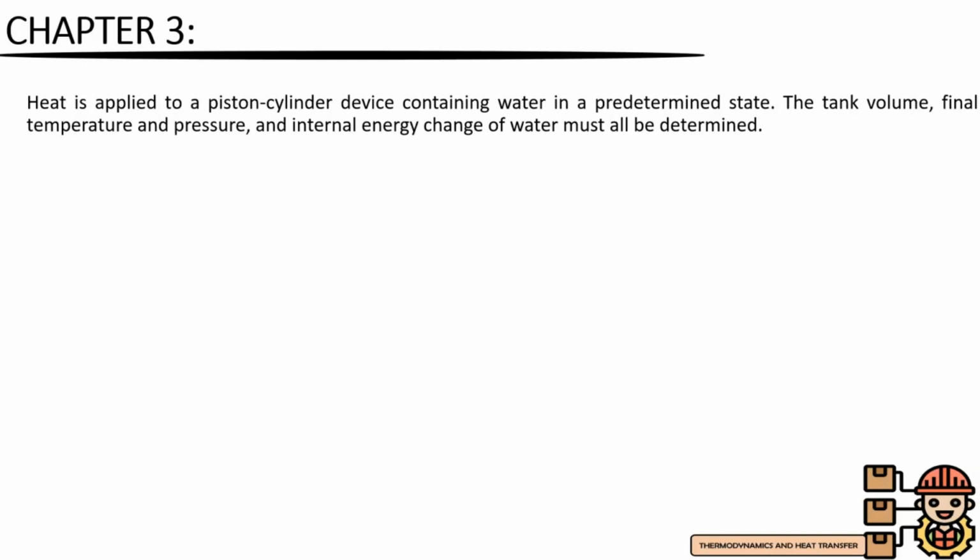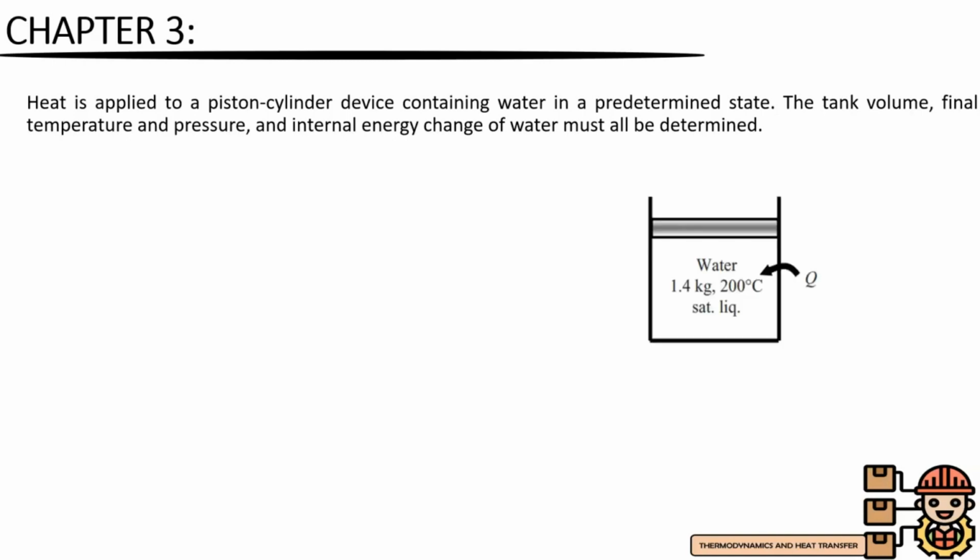So in this problem, we have a diagram. The piston cylinder device contains water and it has a mass of 1.4 kilogram and 200 degrees Celsius as its temperature. So before we solve what is asked in this problem, we need to identify first the given values. So we have mass, which is equal to 1.4 kilogram, the temperature, which is also equal to 200 degrees Celsius. So we need to find the volume, the temperature, the pressure, and the change in internal energy.